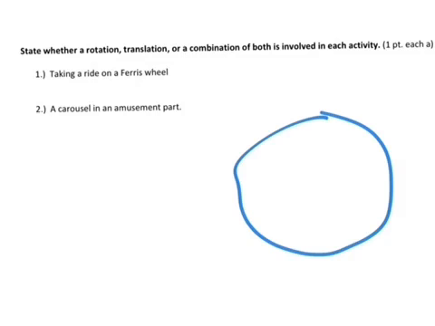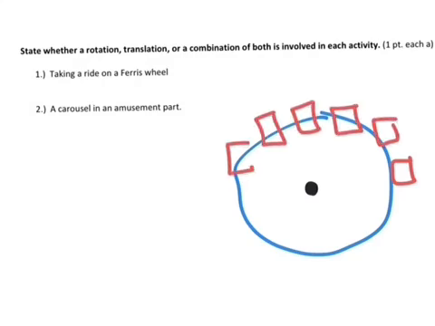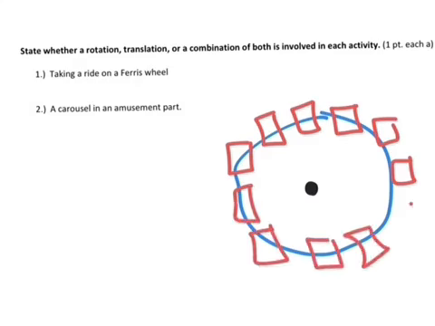Taking a ride on a Ferris wheel, the Ferris wheel is centered around a point. Each car on the Ferris wheel rotates around this point, but it always stays facing the same direction. So I would say that number 1 is a rotation, but also a translation.